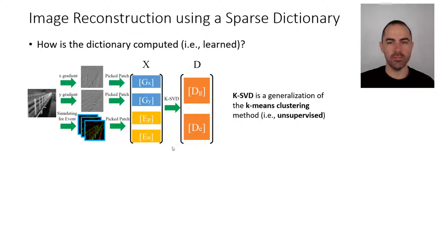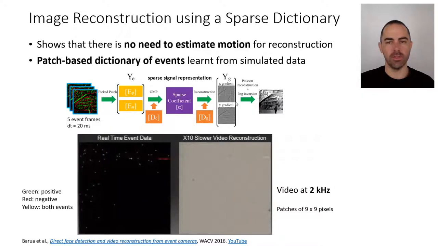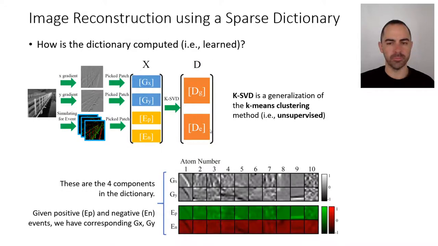And at inference time, you get the events and use the dictionary of events to find the coefficients that you need to multiply the dictionary with to obtain the events. Then you use those same coefficients to multiply the dictionary in terms of the gradient, and that will give you the x and y gradients, which you can then integrate using Poisson. And if we look at the top 10 atoms in this so-called KSVD, these are the patches, right? These are probably 9 by 9 patches, and then you see the gradient in the x, the gradient in the y direction, and the positive and the negative events. More details are in the paper, but basically this is pre-deep learning, unsupervised. It's doing K-means clustering. There is no need to do motion estimation.